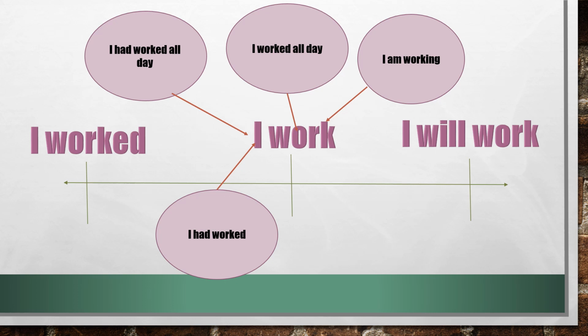When I say "I had worked", this means that the hearer is assured that the event is what? Finished and completed. I can also say "I worked". Something happened at a specific point in time. So all these are what? Aspects.